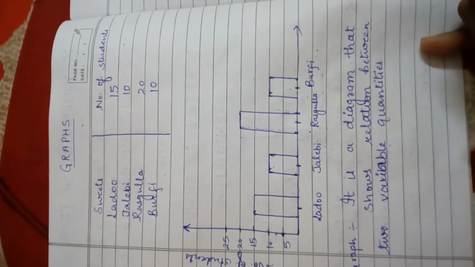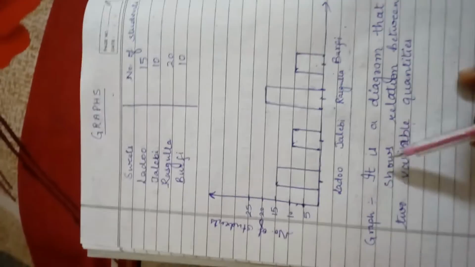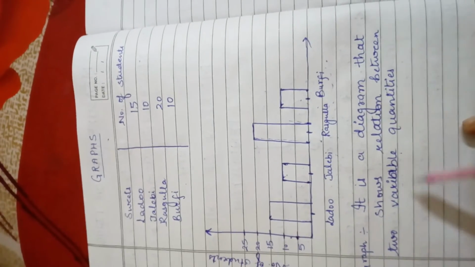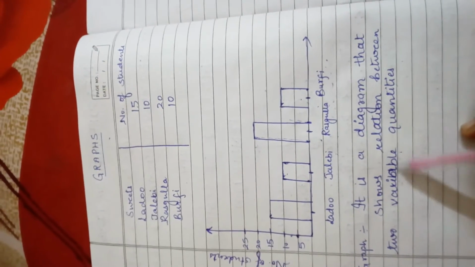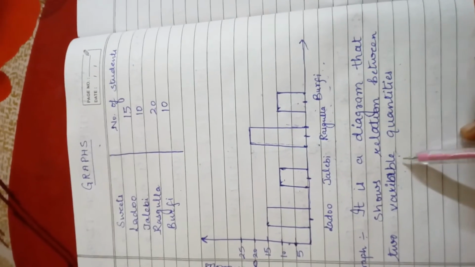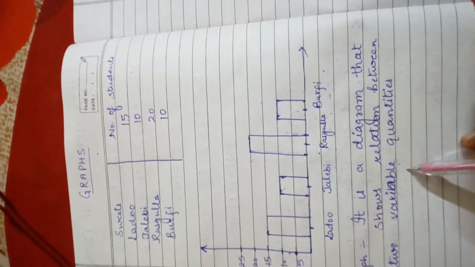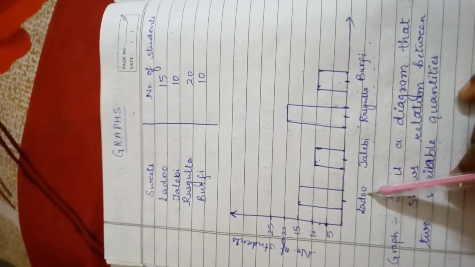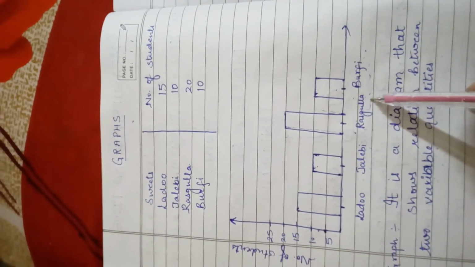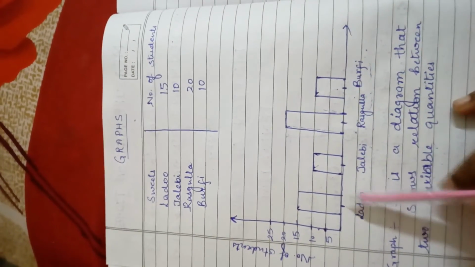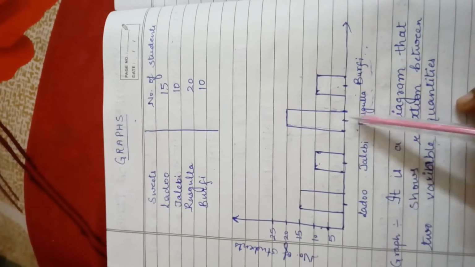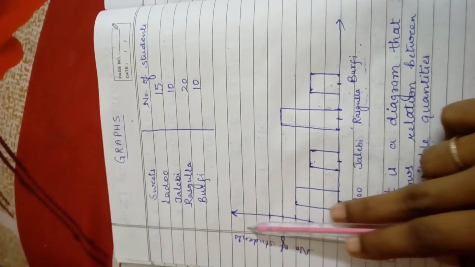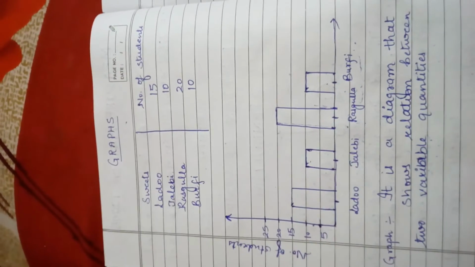Now let us try to define what graphs are. It is a diagram that shows the relation between two variable quantities. What are variable quantities? The quantities that keep on changing their values. For example, for laddu, jalebi, rasgulla, the sweets are changing their value: 15, 10, 20. Similarly, the number of students is also changing.